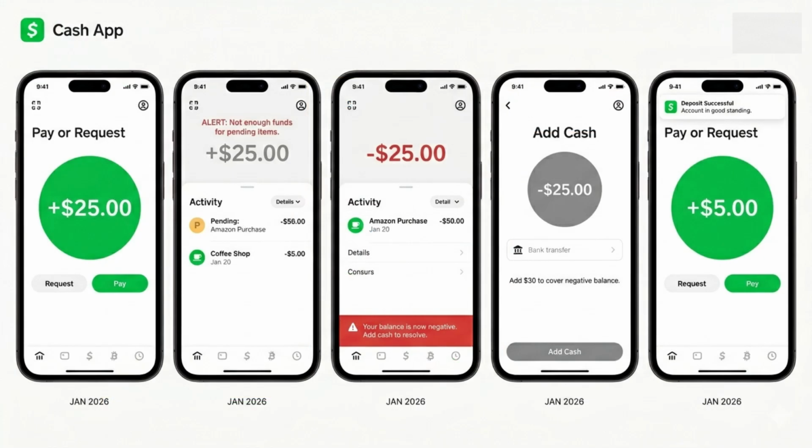One common reason is pending transactions. Sometimes you send money or make a payment that has not fully processed. Cash App may temporarily show the funds as spent, even if your bank has not cleared the transaction yet. This can make your balance appear negative.